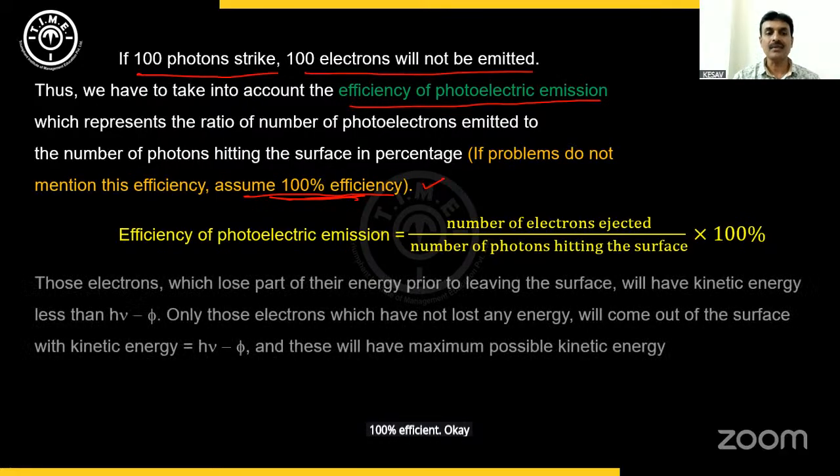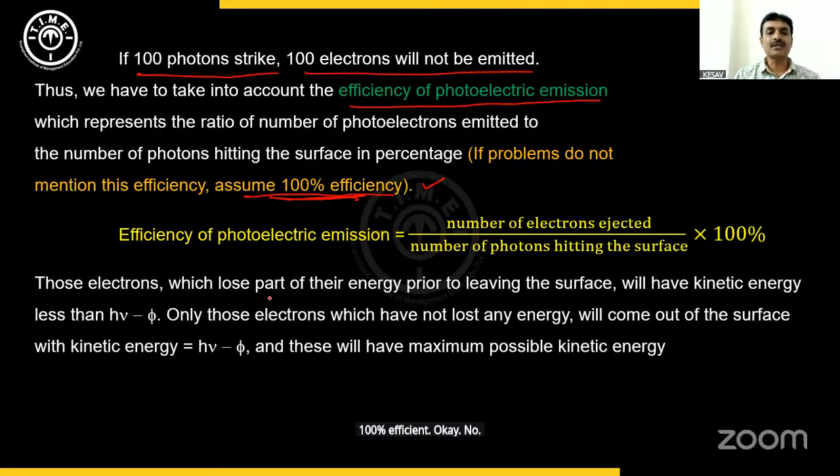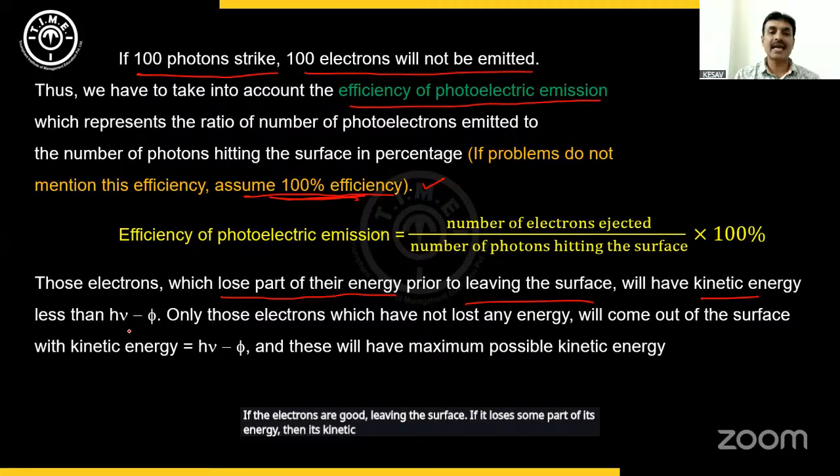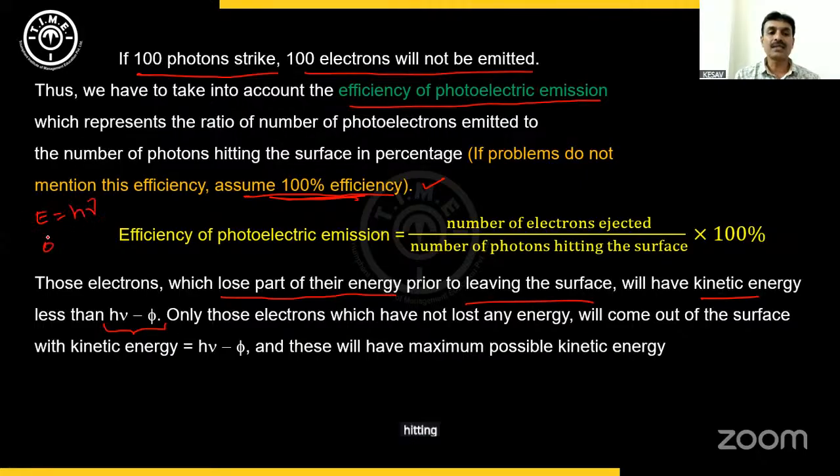Okay. Now, those electrons which lose part of their energy prior to leaving the surface, their kinetic energy will be less than the difference of incident energy and the work function. See, incident energy E is hν. The work function φ is hν₀. The difference is imparted to the electron as its kinetic energy.